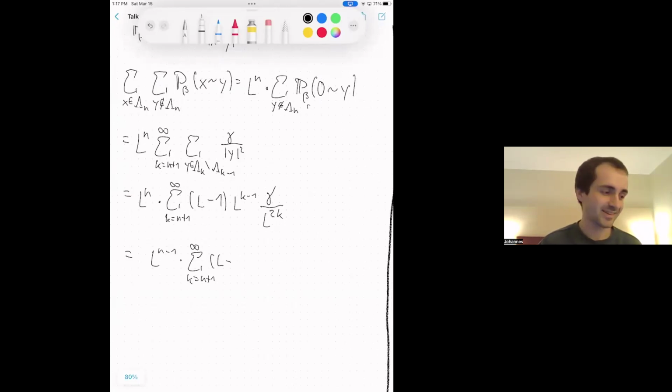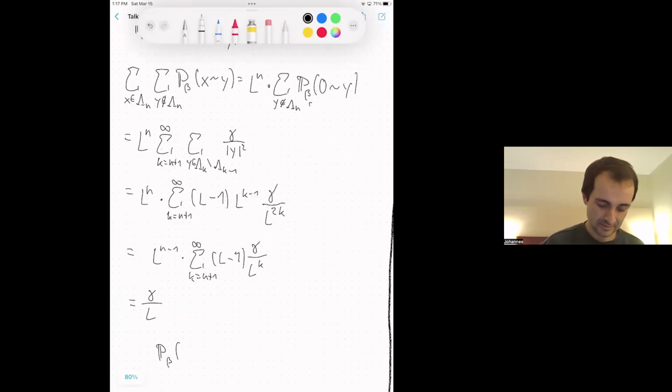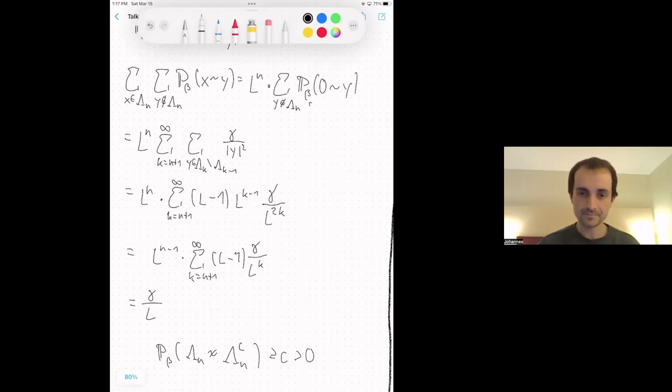So now you just need to calculate the sum here. You get L to the n, L minus 1 times gamma divided by L to the k, and this here is just gamma divided by L, so that's just some constant. In particular, the probability that lambda n is not connected to the complement is greater or equal than some positive constant. So there's a uniform positive probability that one scale is not connected to the next scale. And then with probability 1, there will be infinitely many n such that this holds, and then you cannot have an infinite open path starting somewhere and going to infinity.